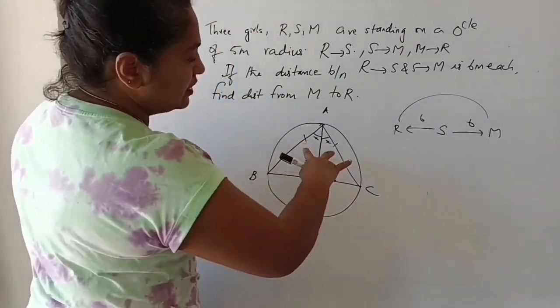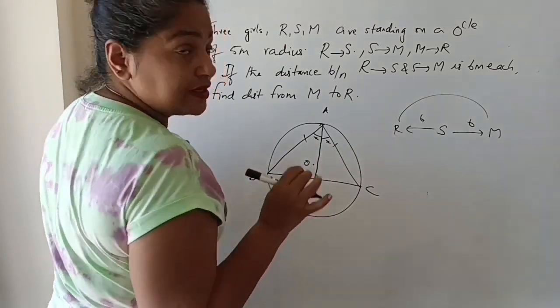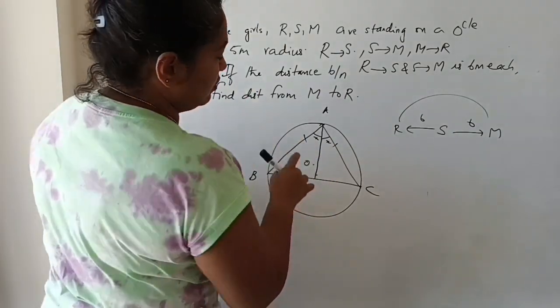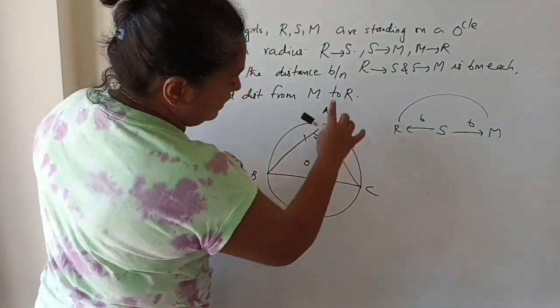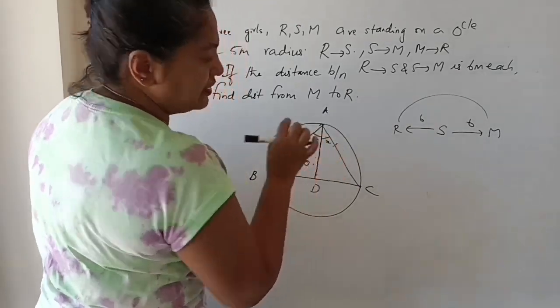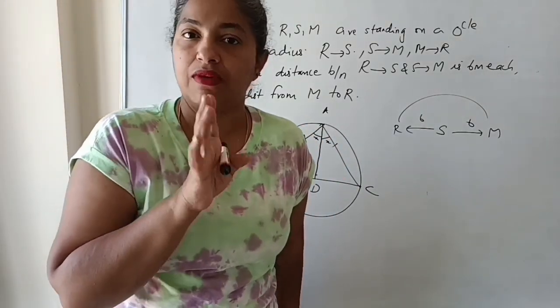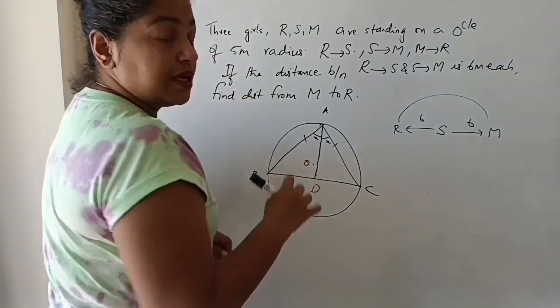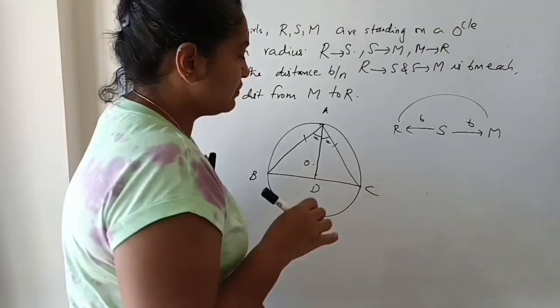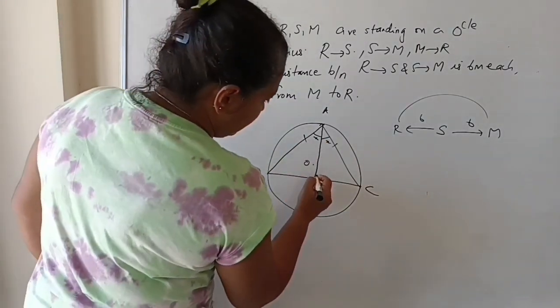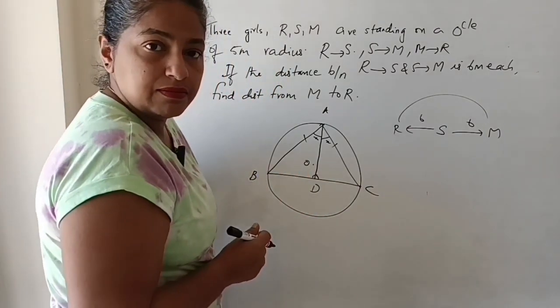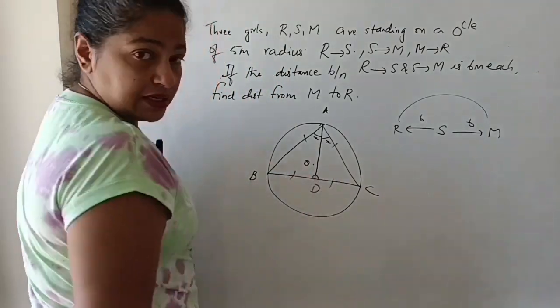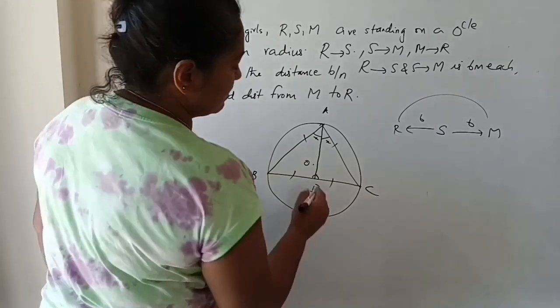Now, these two triangles, you can say that they are congruent. SAS congruence. AB is equal to AC. AD is a common side. This angle and this angle are equal by construction, angle bisector. These two triangles are congruent. Because of that, I can say that this angle and this angle are equal. This side and this side are equal. Corresponding parts of congruent triangles.